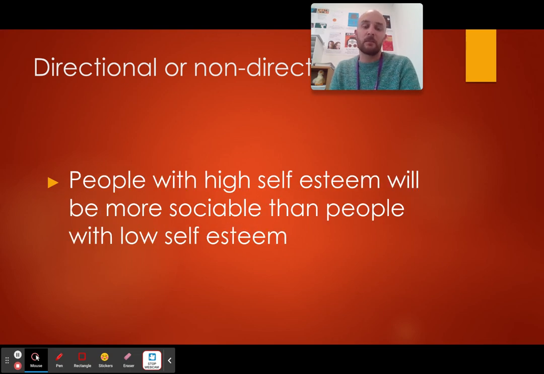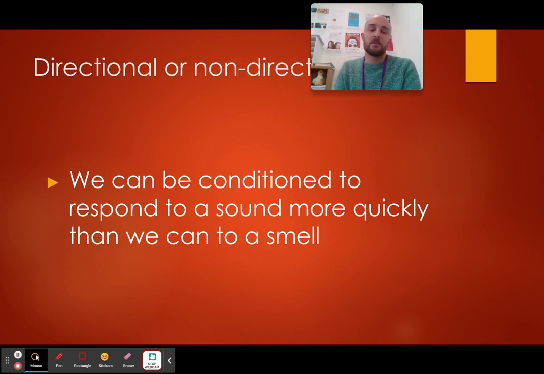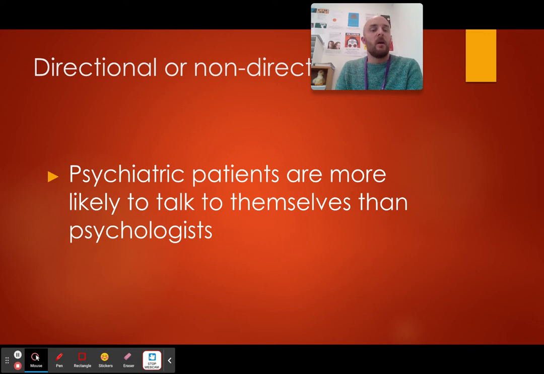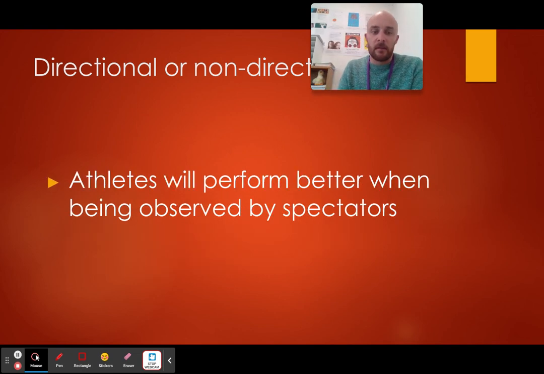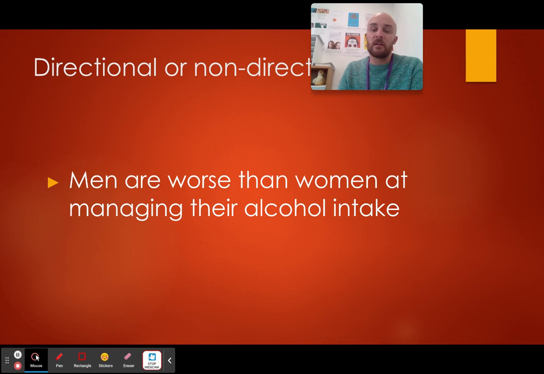People with high self-esteem will be more sociable than people. We can be conditioned to respond to sound more quickly. Directional. Psychiatric patients are more likely. Directional, straight away. Don't even need to look at that. Athletes will perform better. Directional. So a lot of these are actually directional. Men are worse. That is directional. Worse is stating a direction, isn't it? So you get very, very good at being able to pick out non-directional and directional hypotheses.